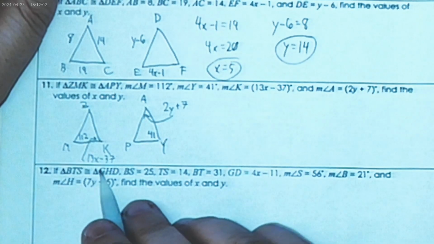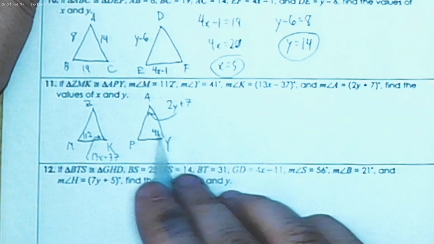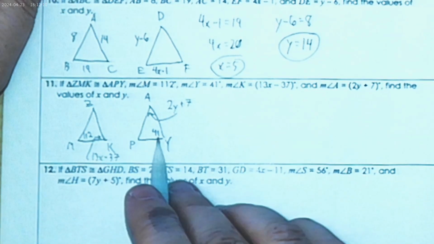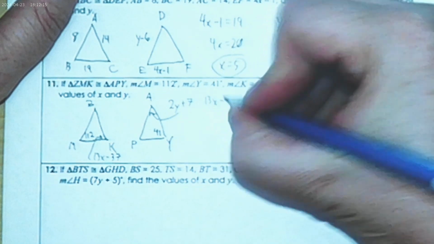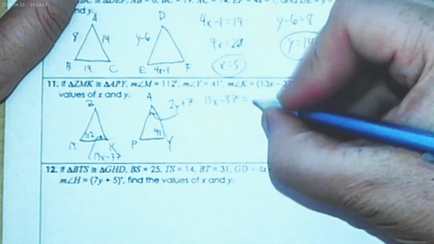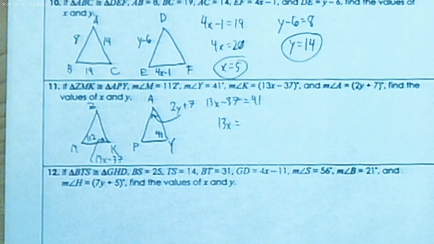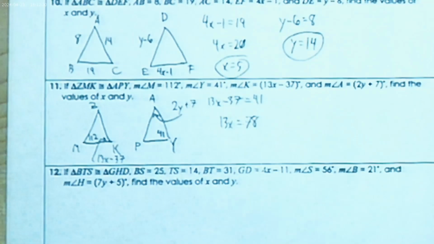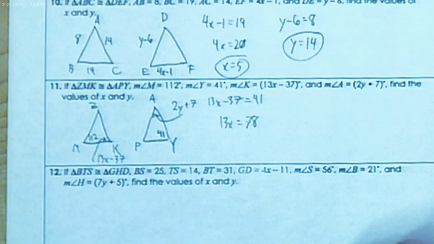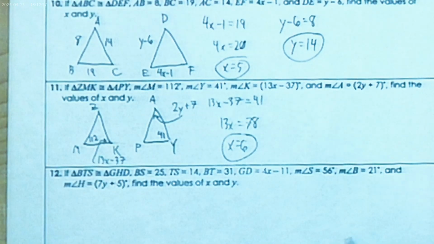So what do I know? I know that 13x minus 37 equals 41, because that's how the congruent statement maps my triangles. So I'll set that up. 13x minus 37 equals 41. That means 13x equals 41 plus 37, which equals 78. Divided by 13, x equals 6. Alrighty, so I've solved for x equals 6.